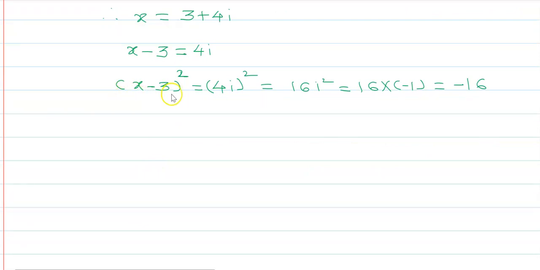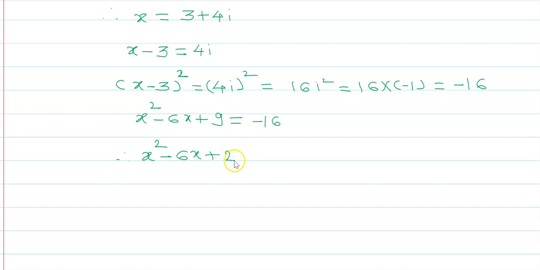Okay. Now (x minus 3) bracket square expansion, we will get x square minus 6x, 2 into x into 3, 6x, plus 3 square means what? 9, is equals to minus 16. Okay. Put the minus 16 on the left hand side. 9 plus 16 that will become 25. Therefore x square minus 6x plus 25. Okay. And this x square minus 6x plus 25 हा काय असणार तर डिवायझर असणार आहे.